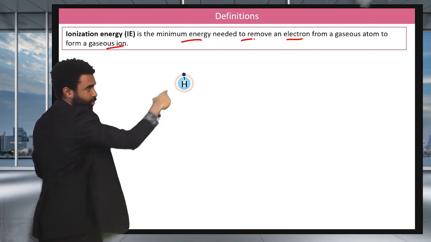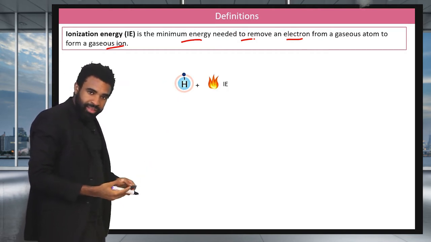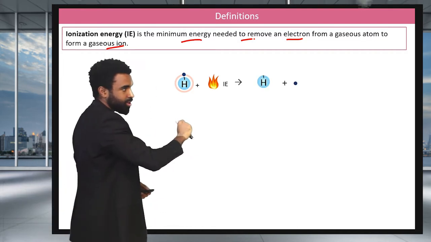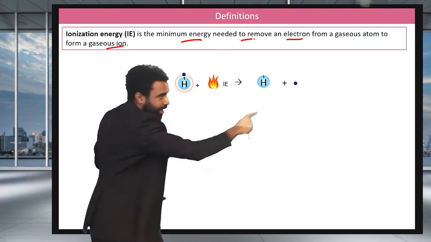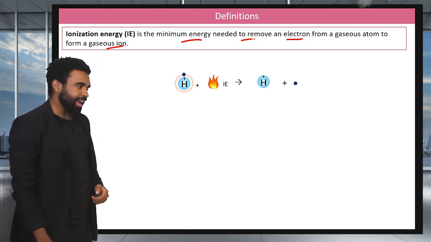We have one proton and one electron. If we add a certain amount of energy to it, either in the form of heat or light or anything, we can dislodge that electron, and in the process we form what here? A positive ion, and we have a free electron that can go to wherever it wants to hang out.